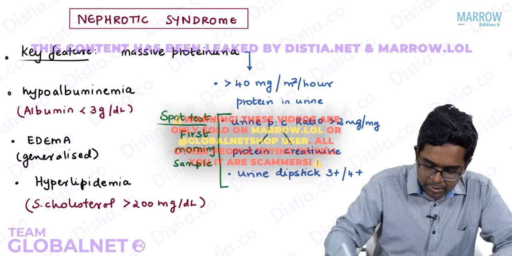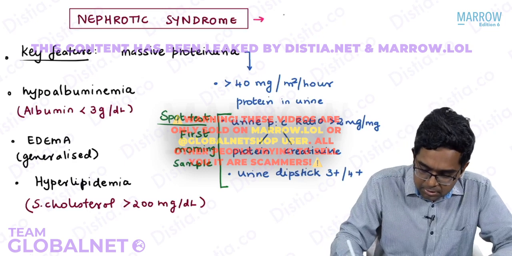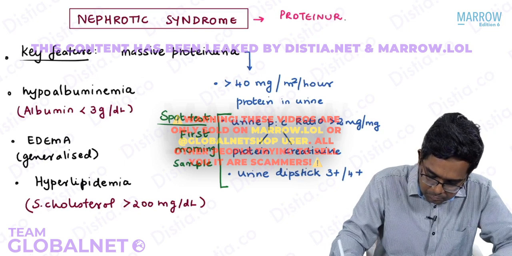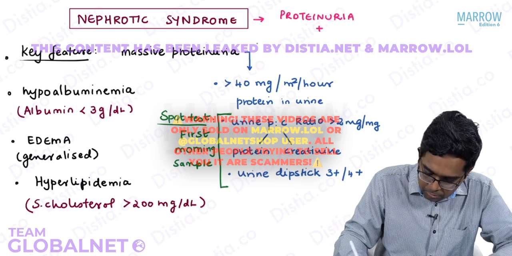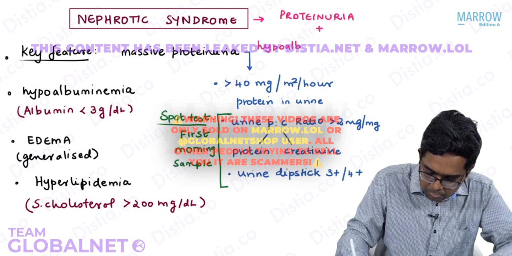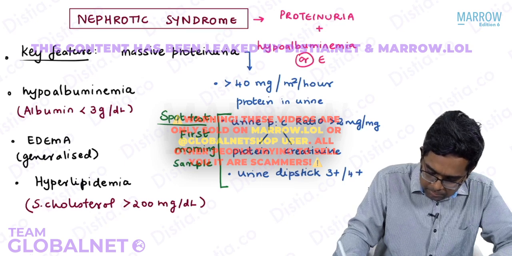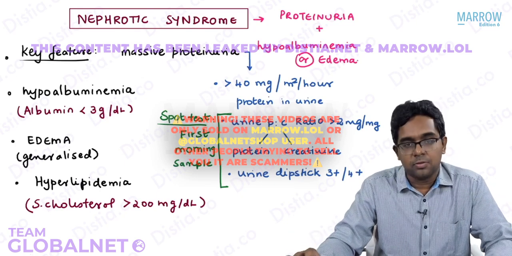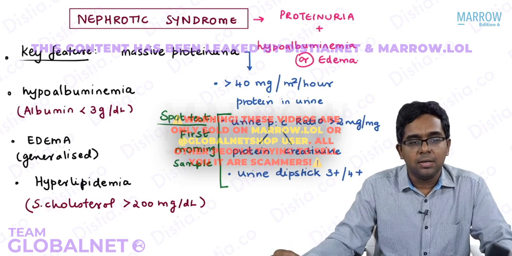Now, according to the recent guidelines, if you want to diagnose nephrotic syndrome, the key criteria include the presence of significant proteinuria, plus either hypoalbuminemia or edema. So any one of these along with proteinuria itself will be sufficient to make a diagnosis of nephrotic syndrome. Please remember, hyperlipidemia is not routinely considered for diagnosis as per the 2021 guidelines.